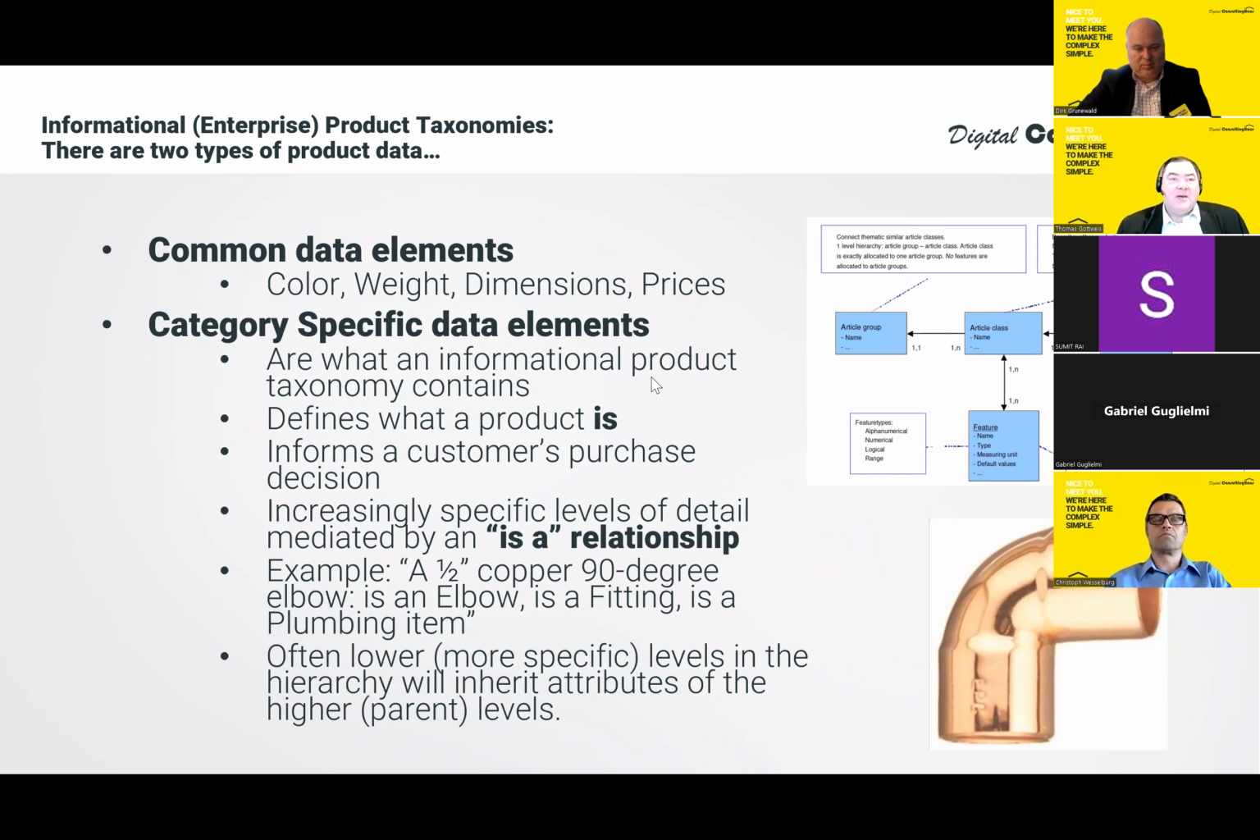And often the lower that you go in a hierarchy, the more specific the data is going to become. But lower levels will often inherit data elements from the higher levels of the taxonomy, because you're going from the higher levels, which are more generalized, that are going to have data elements that apply to everything. So as you go down, the applies-to-everything data still applies to the more specific level of information as well. Next slide, please.